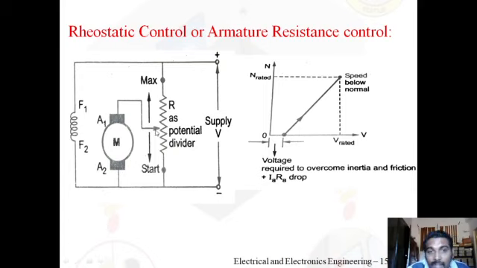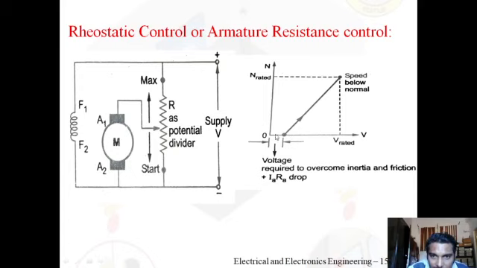Whenever the pointer is at the start position here, what is the voltage across the armature? It is 0 because it is short circuited. You can observe the A2 terminal, it comes like this. Let us place the pointer here. It is a short circuit point. Therefore, whenever the armature gets short circuited, what is the voltage across the armature? It is zero. Whenever the armature voltage is zero, what is the speed?